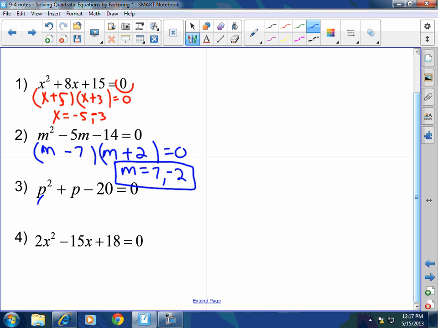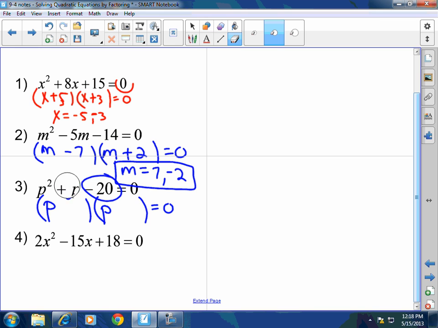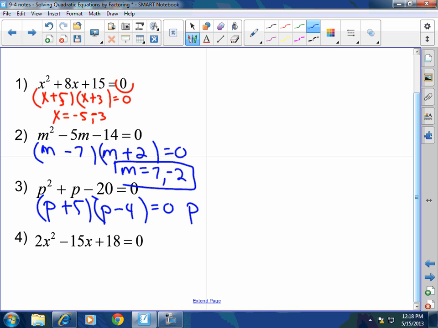Number 3, what times what is -20, but when added together is 1? There's a 1 in front of that p. +5, -4. So p equals, what are my solutions? -5 and 4.